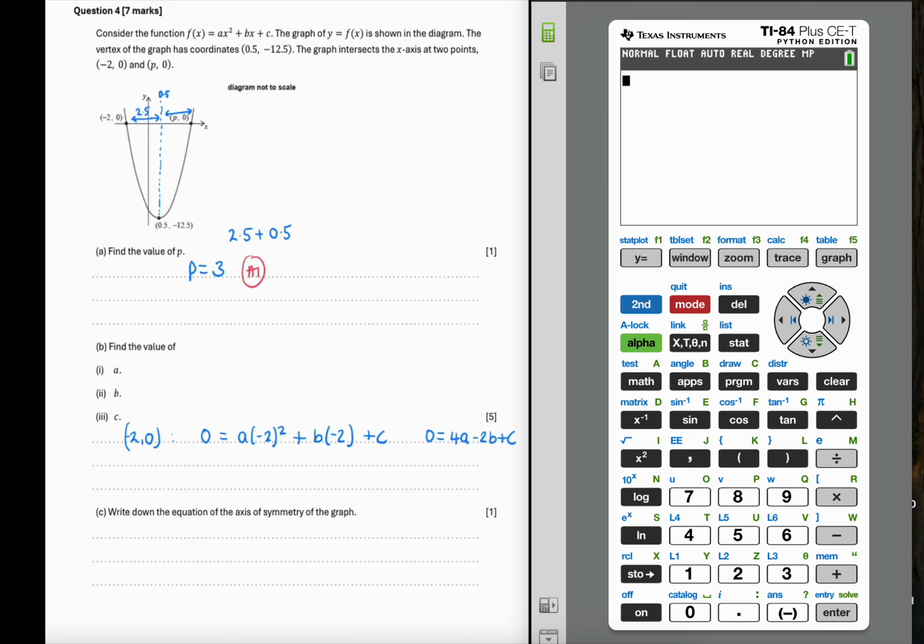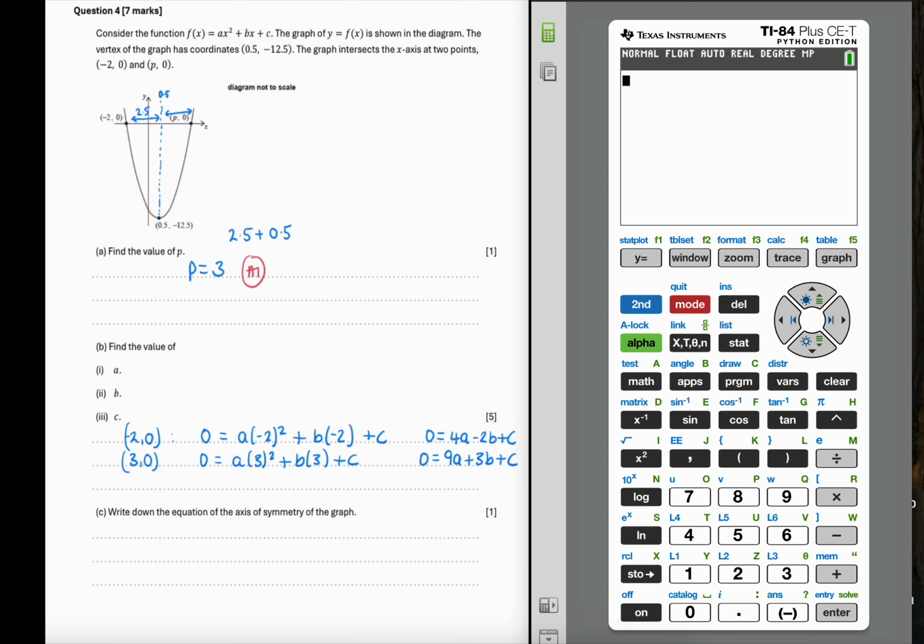And now I'm going to do the same thing again for my next coordinate, which is the one I found with p, (3, 0). So this time 0 is equal to a times 3 squared plus b times 3 plus c, or 0 is equal to 9a plus 3b plus c. So all I'm doing between here and here is just simplifying it down.